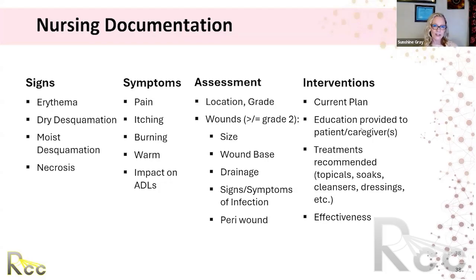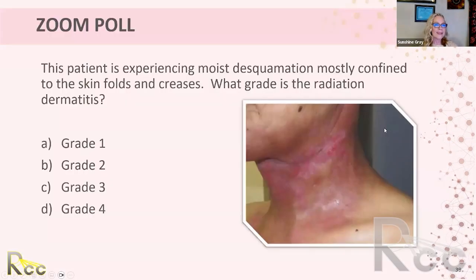Any questions we can answer so far? Okay, I will move to our last Zoom poll. So this patient is experiencing moist desquamation, mostly confined to the skin folds and creases. What grade is this radiation dermatitis? Is it grade 1, grade 2, grade 3, or grade 4?